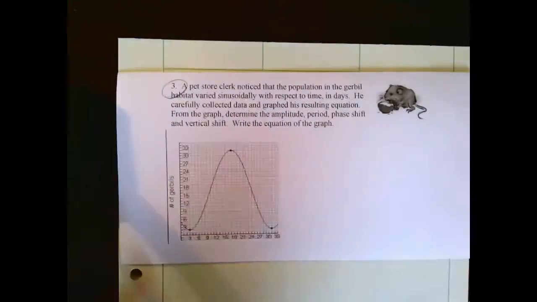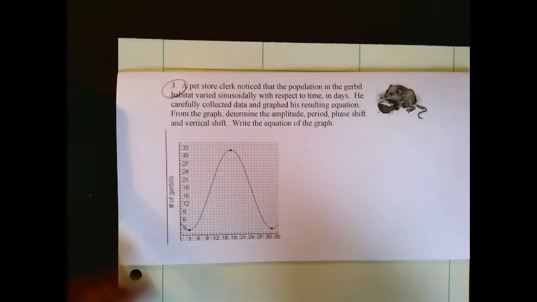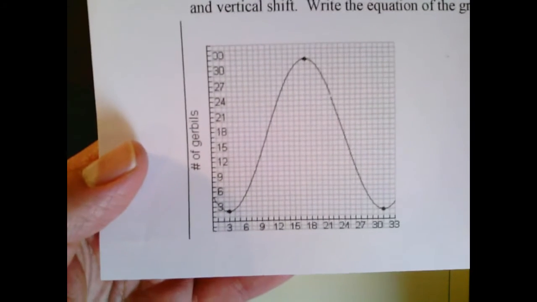Alright, so number 3, we have this pet store clerk, and he's noticing that the population in the gerbil habitat varied sinusoidally with respect to time in days. He collected data, graphed his result, and then we got to figure out basically what this thing looks like. Create an equation. So if this is my data, my graph, I'm going to hold it up a little bit more so we can see it there.